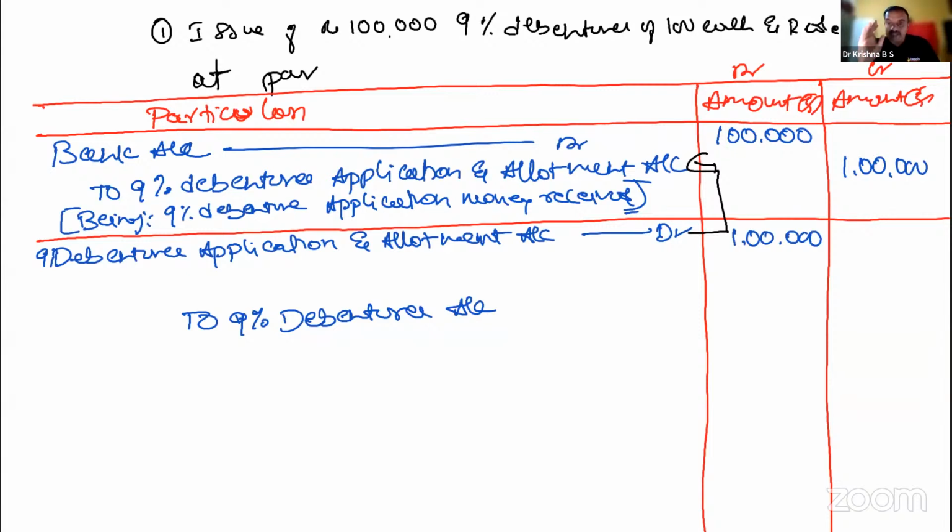Always please keep this in mind. Always you should write the face value. What is the face value of this? 1 lakh. The face value is 1 lakh. This is the journal entry for the case number 1.